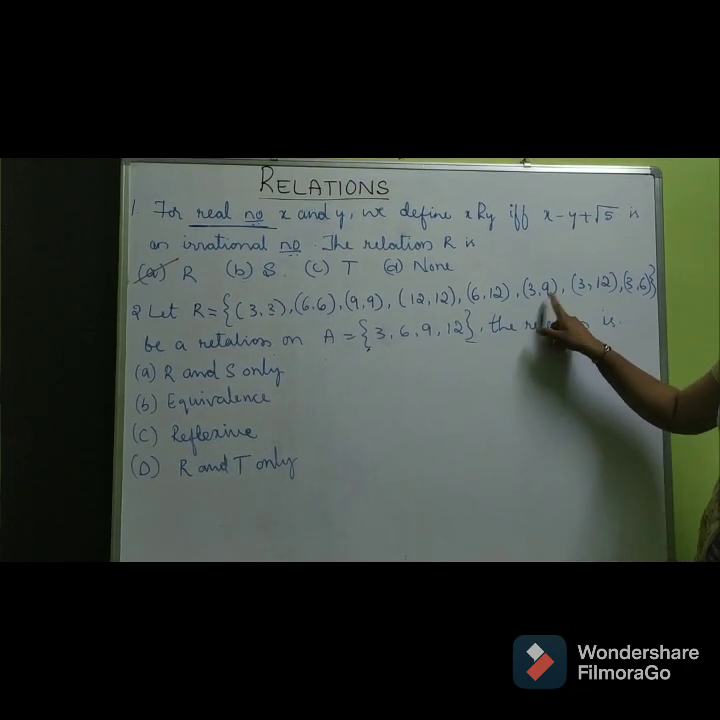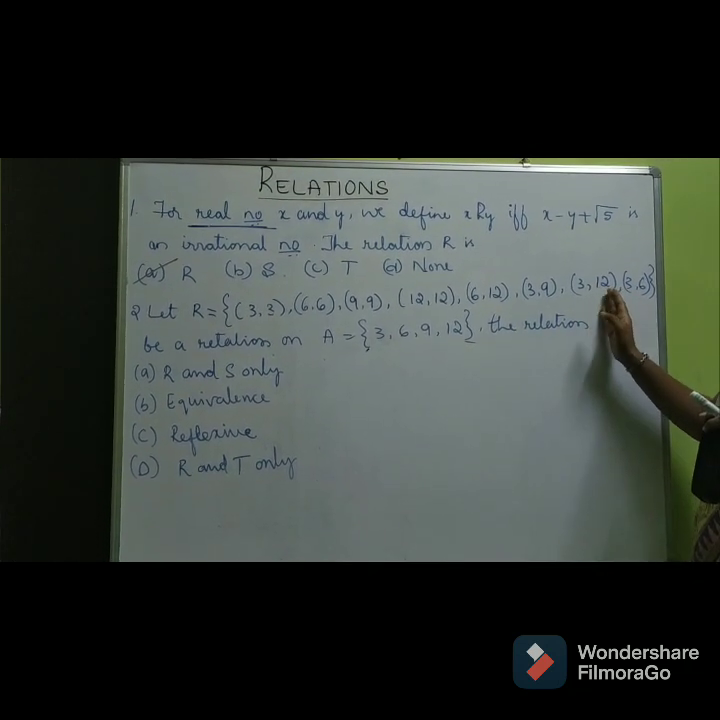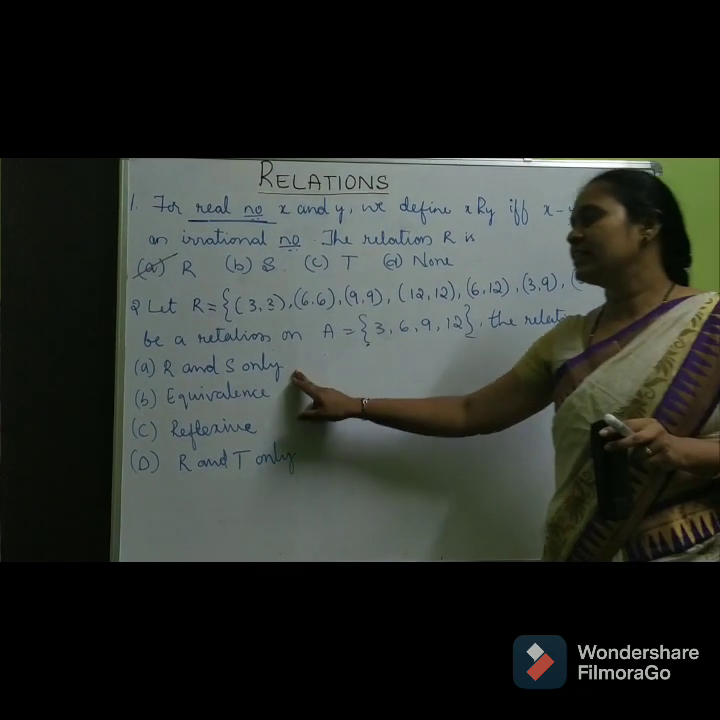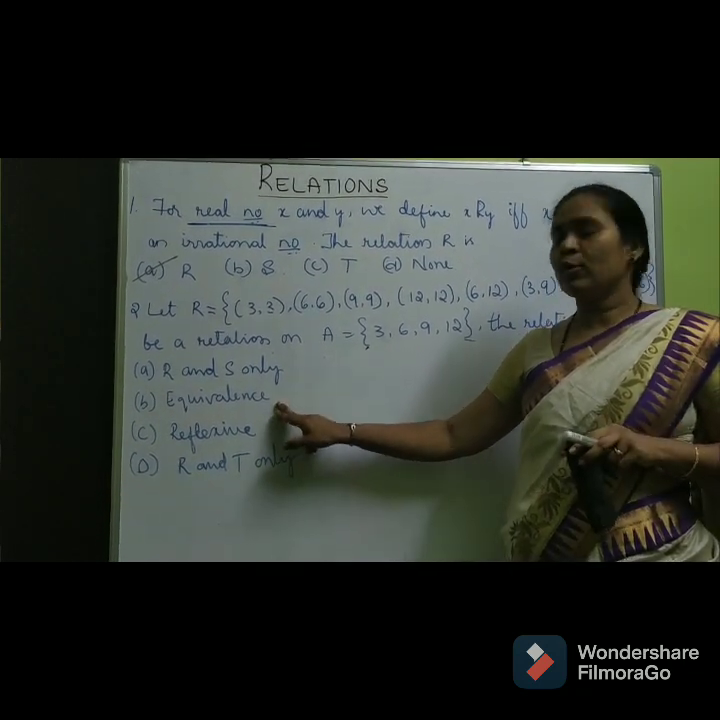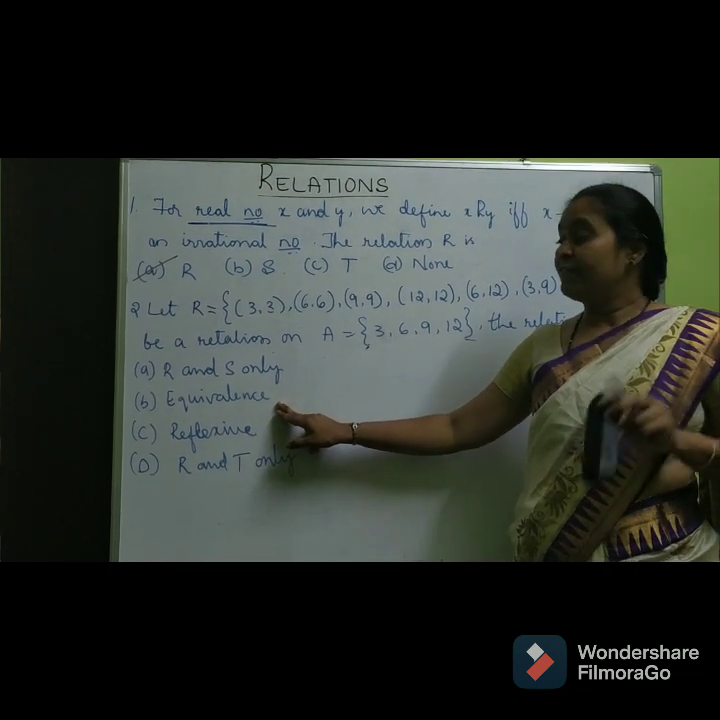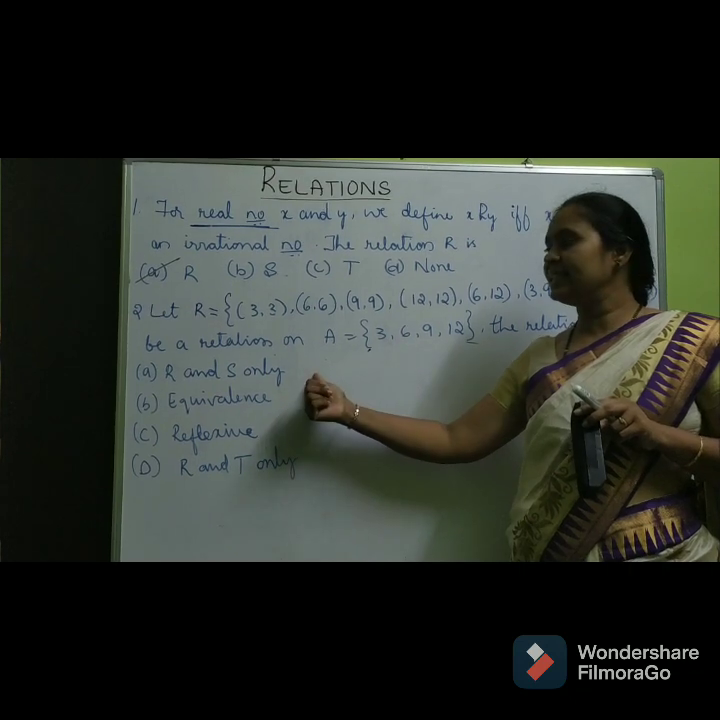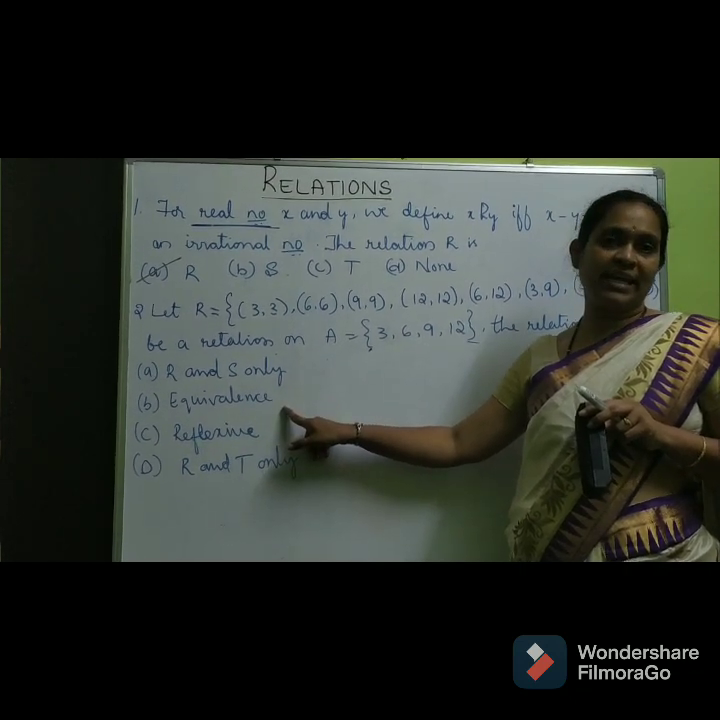So 3, 9 is there, 9, 3 is also not there, 3, 12, anything you can take. Therefore, it is not symmetric. So our first option fails. Second option also fails immediately. If it is reflexive, symmetric, transitive, then only it is equivalent. Since it is not symmetric, it is not equivalence.